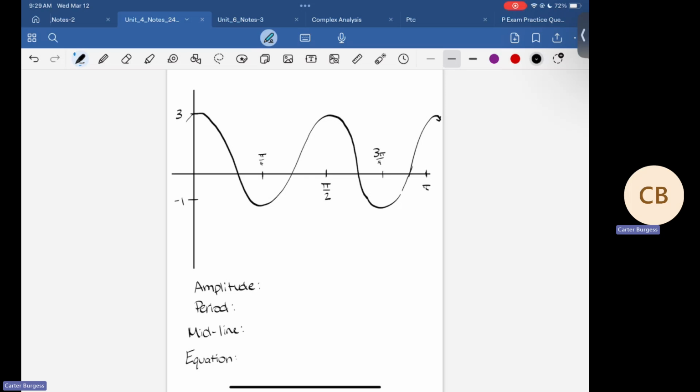You could do that. What could we do instead? Multiply by reciprocal. So multiply by 2, divide by 5.